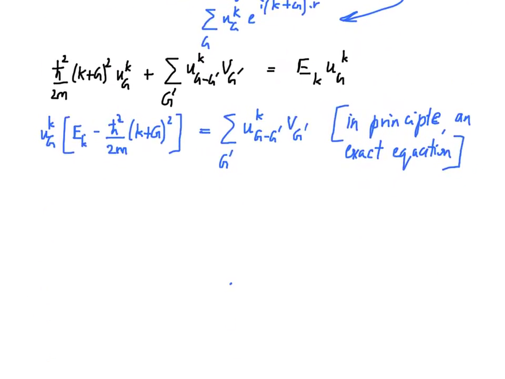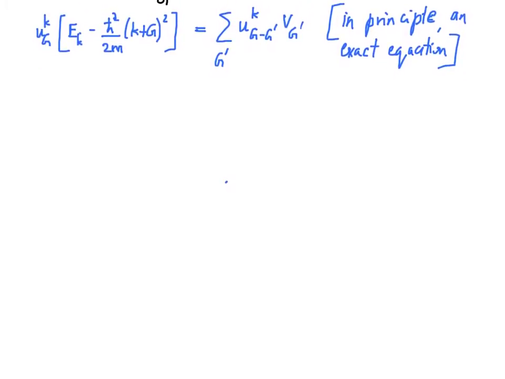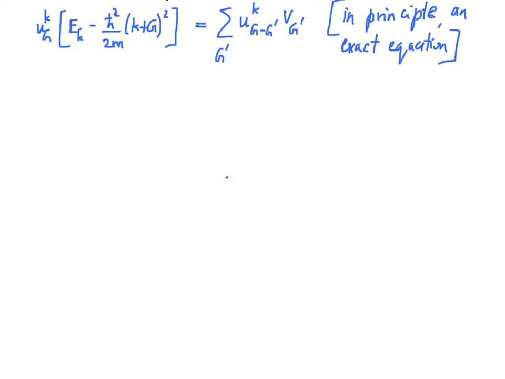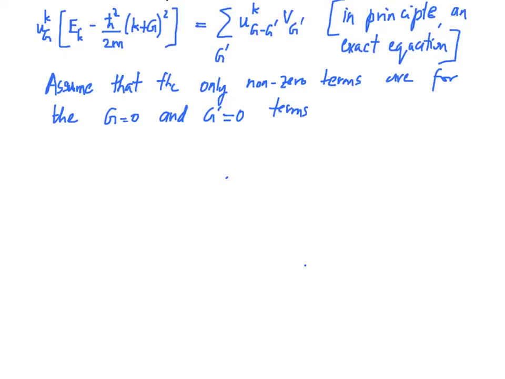Okay, so let's go back to our equation over here, and we're going to make the assumption that we retain only the G equals 0 and the G prime equals 0 terms in this equation. And when we do that, it turns out that we are taking recourse to what is called first order perturbation theory. Okay, so we go to our equation over here and set all the terms for which G or G prime is not equal to 0 to 0, and here is what we get.